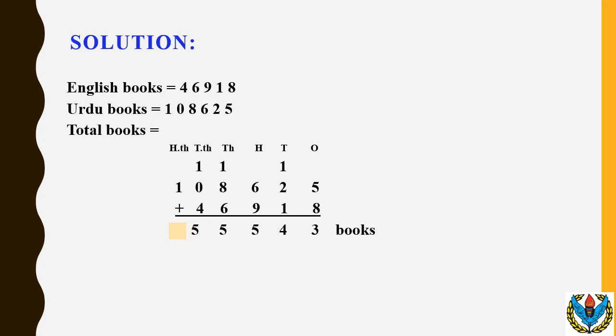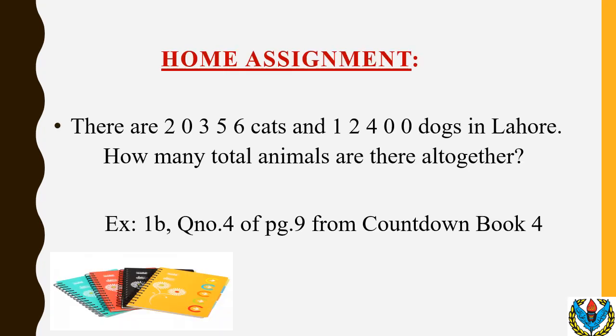Now in the last column, the 100,000s. Here there is only one number, which is 1, and below 1 there is nothing, so there will be 0. So 1 plus 0 is equal to 1. So in the end, we got the total number of books, which is 155,543.